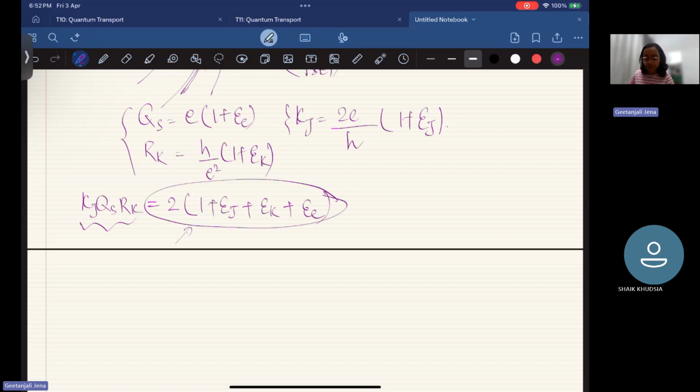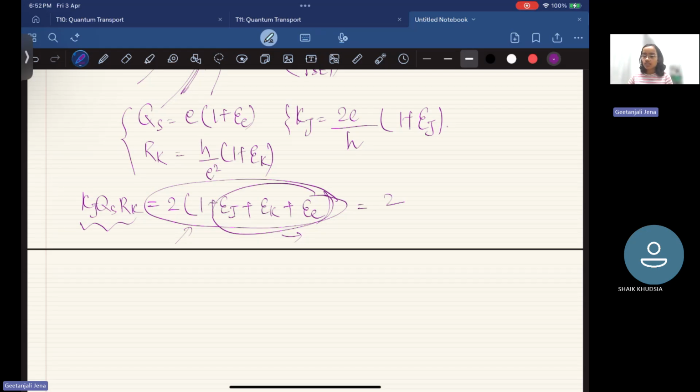So we just take the first order. We haven't taken any cross terms like epsilon J, epsilon K or epsilon E, epsilon K. We just check what is the error in the first order. Ideally it should be equal to 2. But if these values are much less, then we can say that the measurements are accurate.